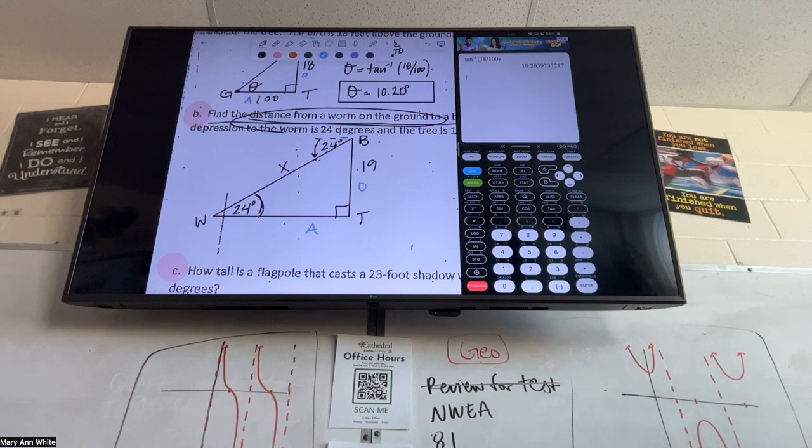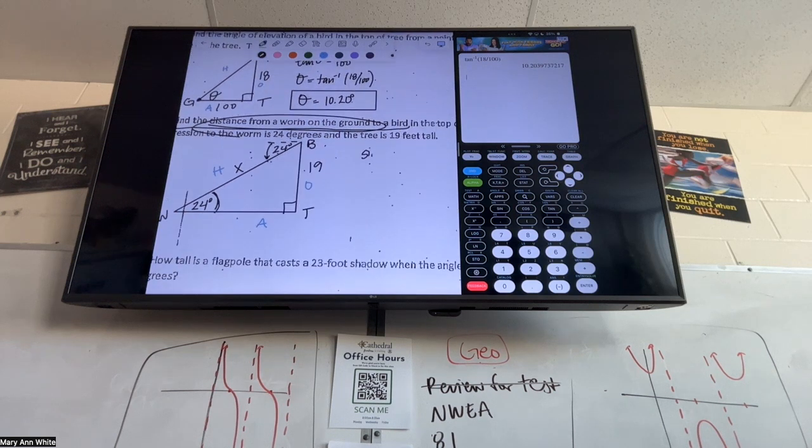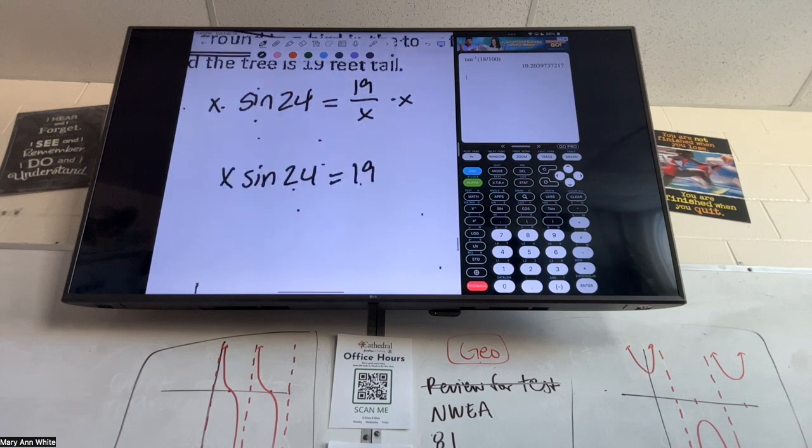Very good. We're going to do sine of 24 equals 19 over x. Once we get to this problem and we have a degree there, it's easy to know we're in degree mode, but in general with these word problems, unless it specifically says use radians, I'm not going to. All right, I'm going to multiply by x on both sides. I'm going to divide by 24, or sine of 24.